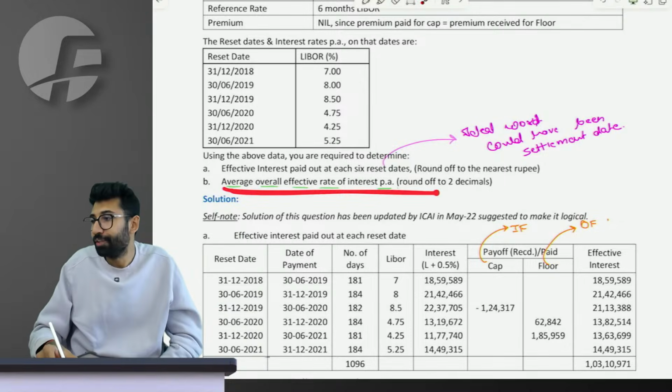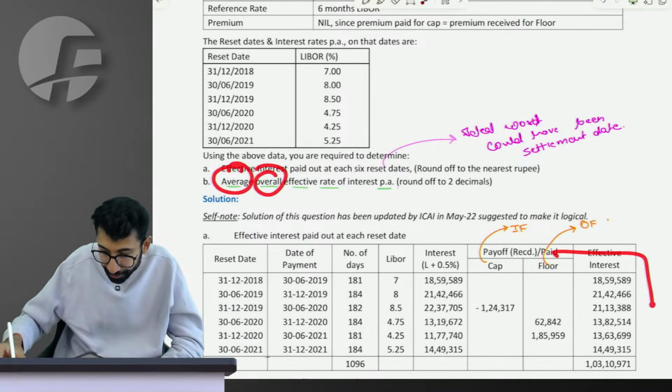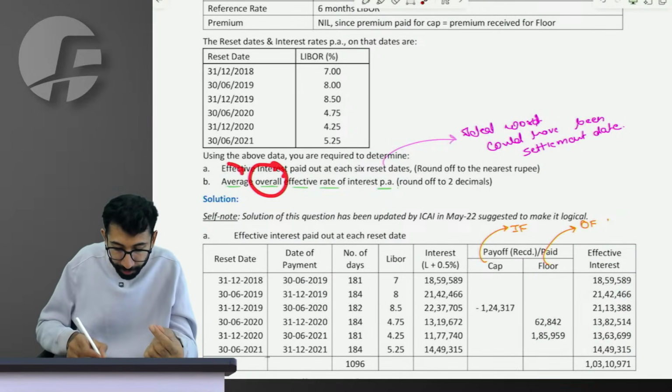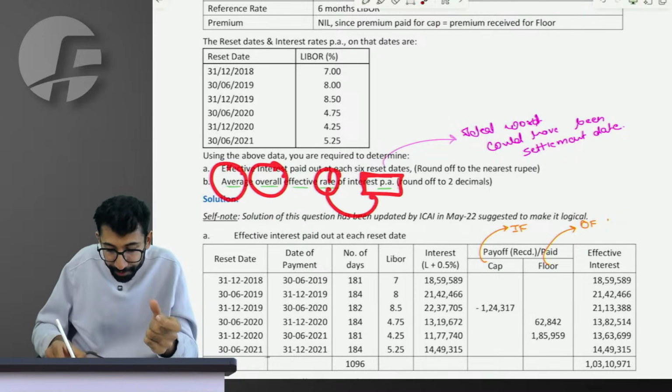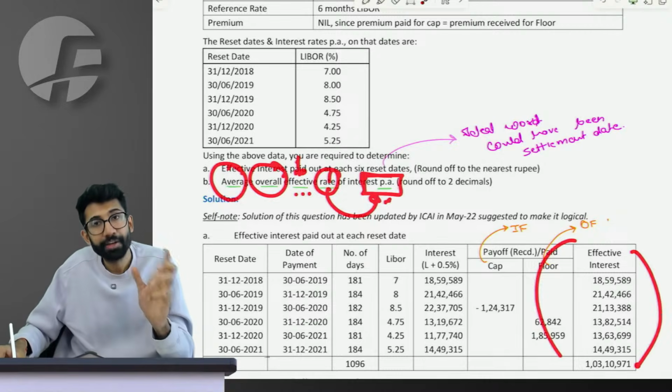Average effective rate of interest per annum. What do they mean to say? Average overall means over a period of 3 months. On an average basis, over a period of 3 months, in percentage terms, on a per annum basis, how much is the effective or net rate of all three markets?